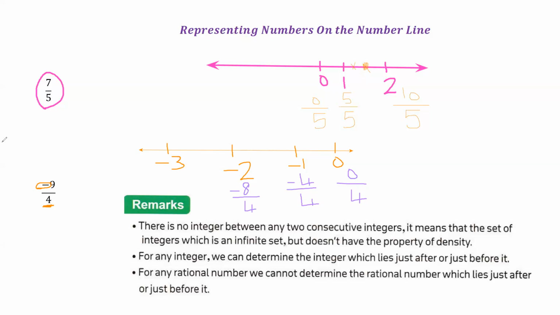And convert it into a fraction with the denominator 4. Now 3 times 4 is 12. Don't forget the negative sign, it's -12. Now, where is the -9? Yes, it's after -8 over 4. Here we have -9.